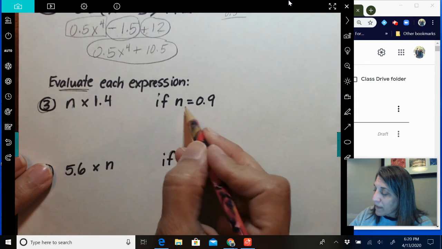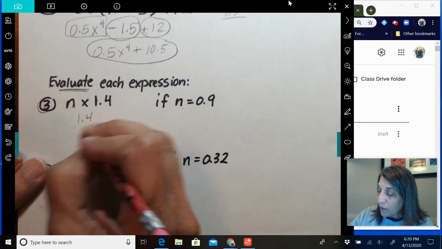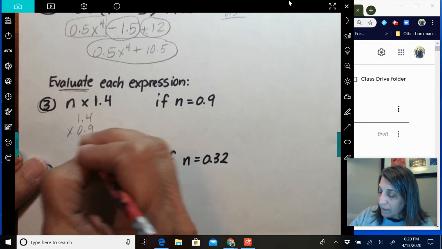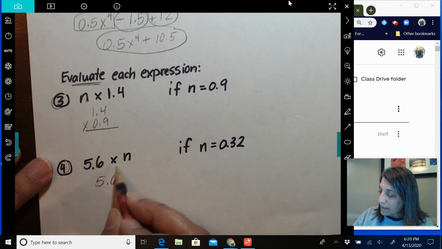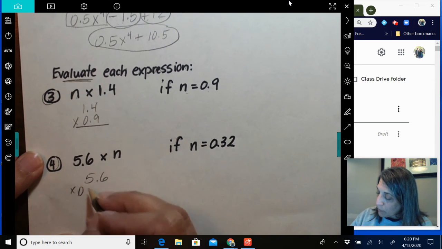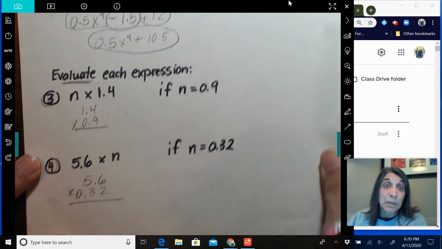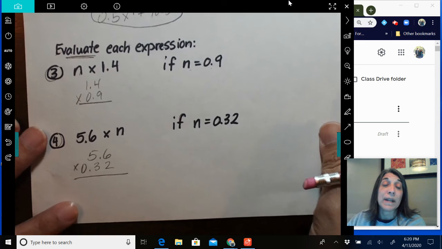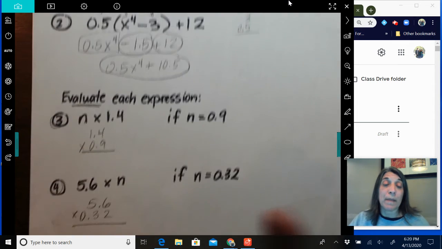So you just needed to rewrite this. If n was 0.9, I would write 1.4 times 0.9, right? And then this one down here, if it was 5.6 times, and if n was 0.32, I'm just going to set them up. So you want to set them up. No calculators. I put that in the instructions. So hopefully everybody was honest and didn't use calculators, because that's just not helping you practice your math skills.